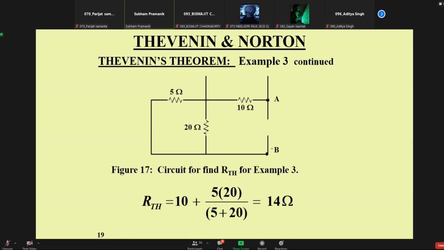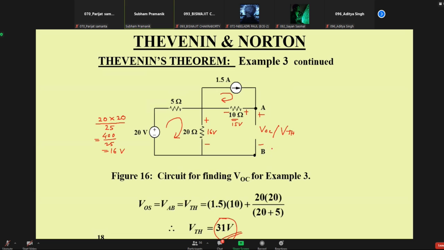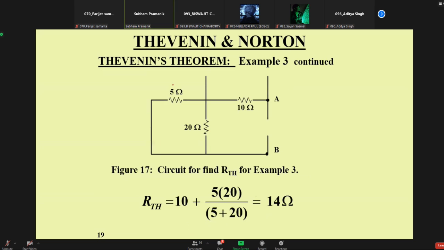Next we deactivate the sources. In the original circuit, there was a current source that is deactivated, meaning we replace it by an open circuit. There is a voltage source, we replace it by a short circuit, so we get this. Now 5 ohm and 20 ohm are in parallel, and along with that we have a 10 ohm resistor. If you look from this terminal, RTH will be 14 ohm. Anyway, this is what you have learned so far.